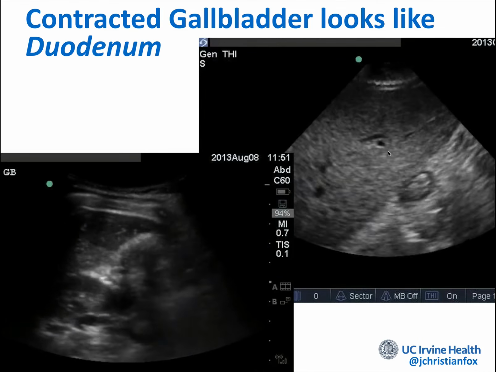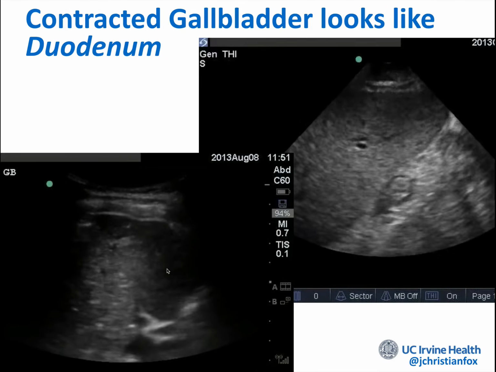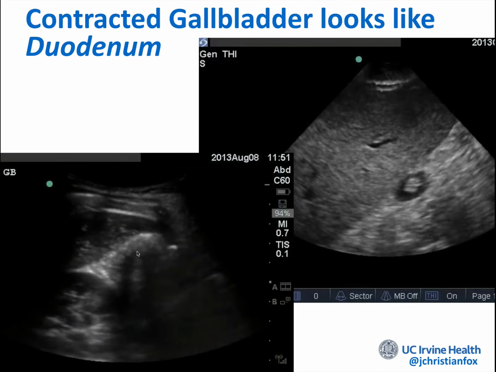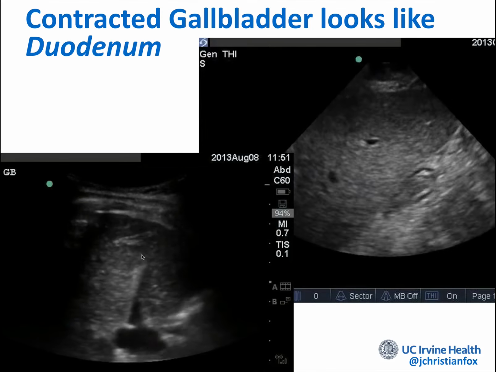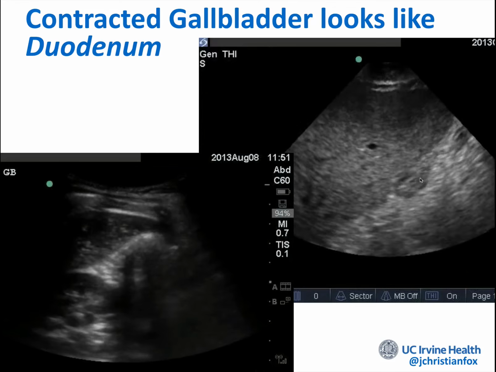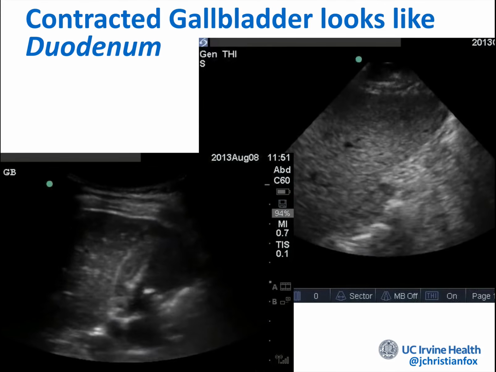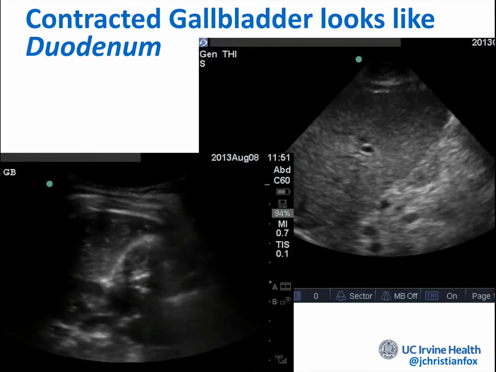But the problem, though, is that they can look like duodenums. Here the duodenum is over here, and then here's a contracted gallbladder over here. The difference, though, is that a contracted gallbladder does have a highly reflective outer layer, whereas the duodenum doesn't. It's got this really prominent hypoechoic outer layer. And the duodenum will peristalse.